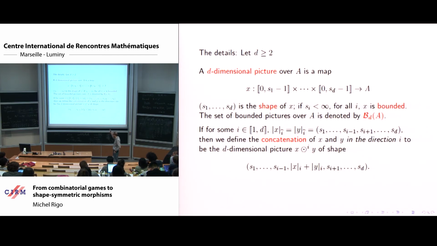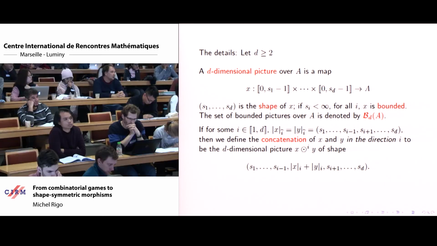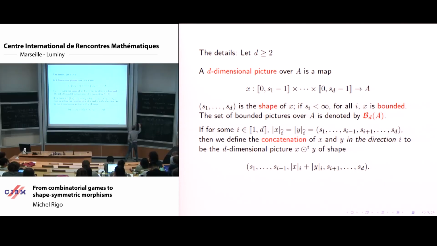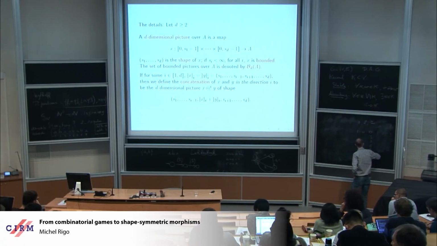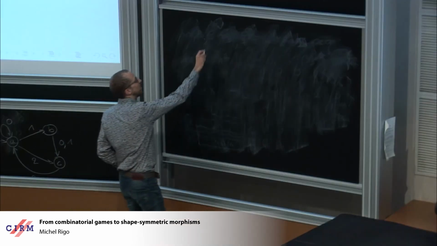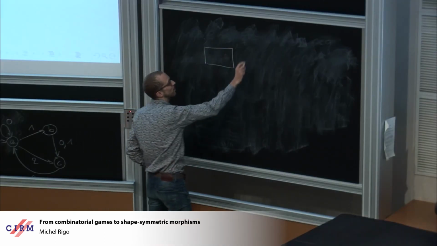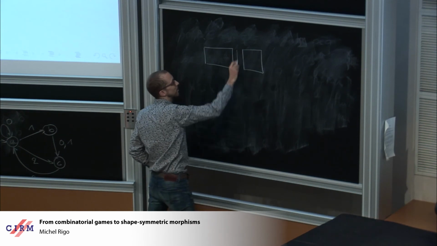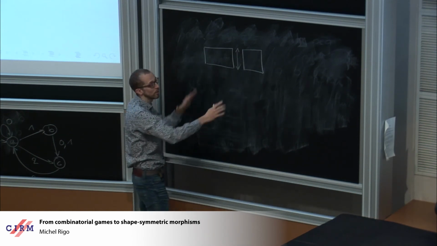And so, it's not so nice, after 1 hour and 50 minutes, to give a formal definition, but the idea is just how you can glue together a multidimensional picture. The idea is the following. If you have one picture and another one, and if they have the same dimension here, then you can glue them together.